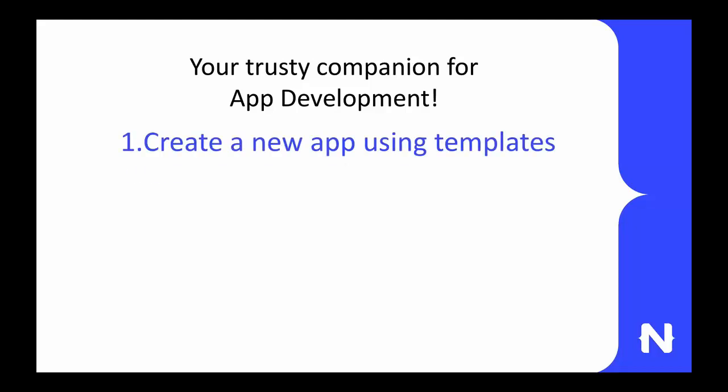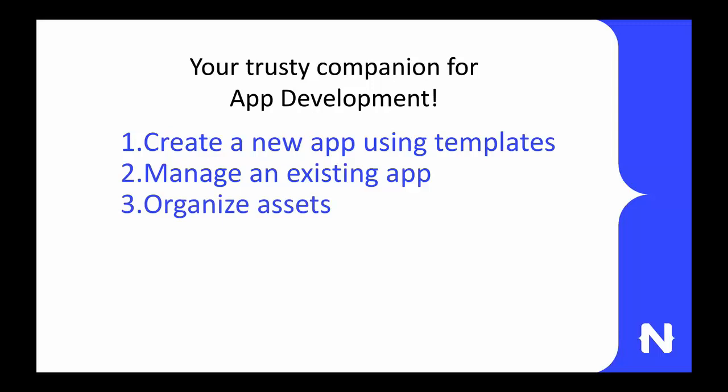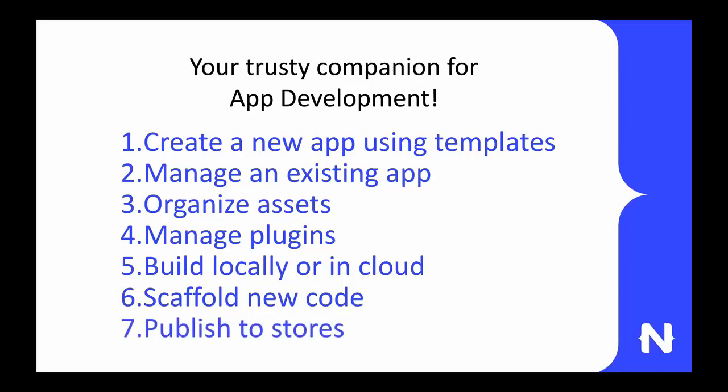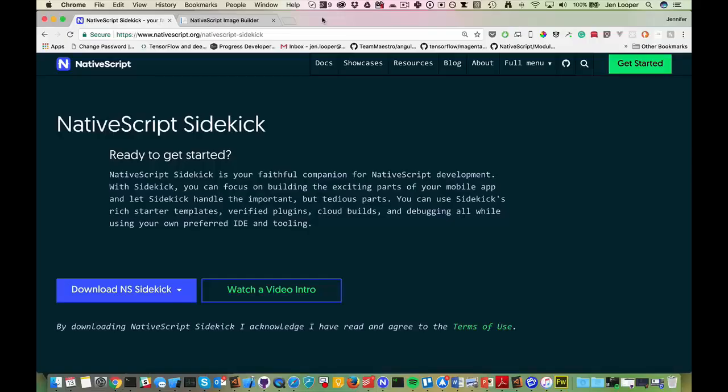So you can go ahead and use it to create a new app using templates that we offer. You can use it to manage an existing app. You can organize assets like the icons and all of the extra screens you need for delivery to the stores, manage your plugin integrations. You can build locally or in the cloud. Extremely useful if you happen to not have the emulators that you need installed locally. And then you can go ahead and scaffold new code and publish to stores. So let's take a look at how all of that works.